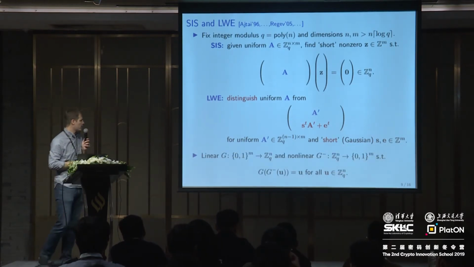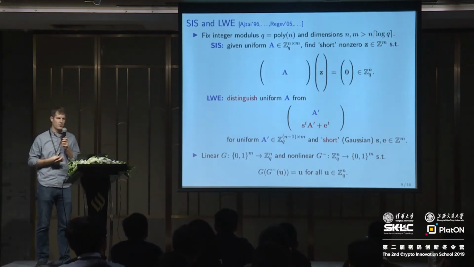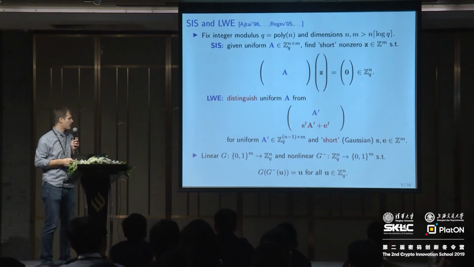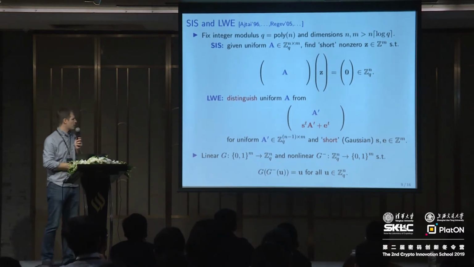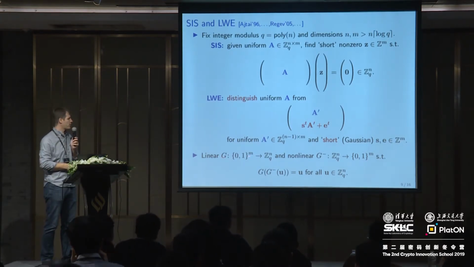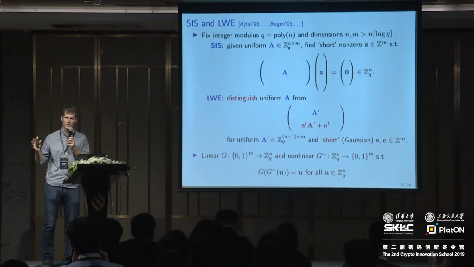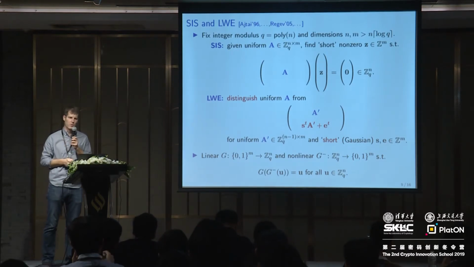One more tool that we will need, and I think Hoeteck talked about this yesterday, is this so-called gadget function or gadget matrix. And it works like this. So there's a linear function G. And it's a fixed public function. Everybody knows it. This G can be seen as a linear function from m-bit strings, binary strings of length m, to Z_q^n. And if you wish, you can think of G as just being a matrix, and you just multiply G times this m-bit string, and you get out an element of Z_q^n.